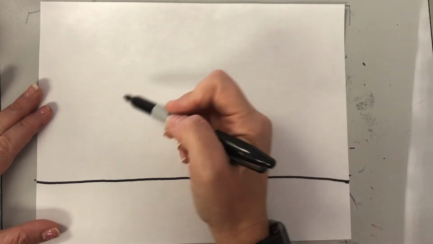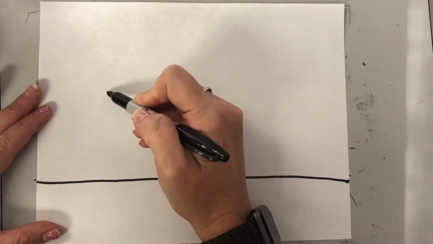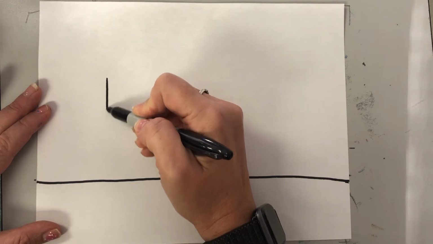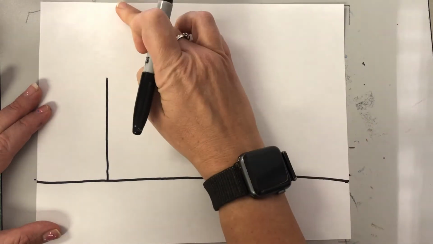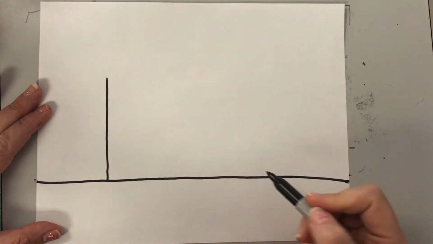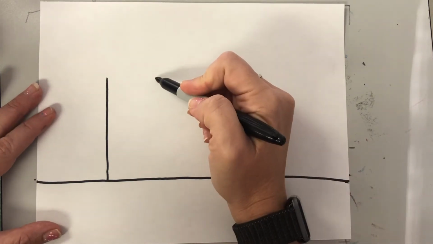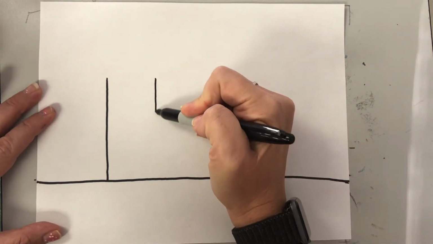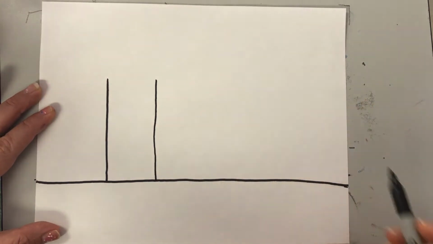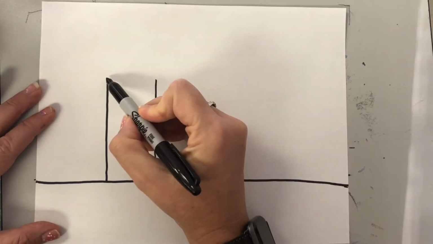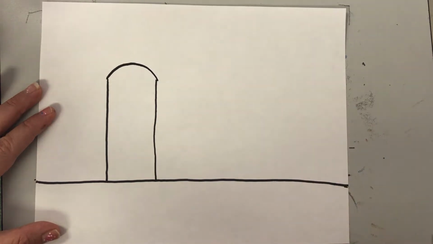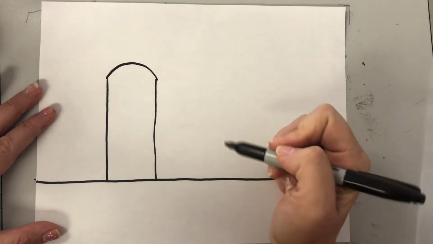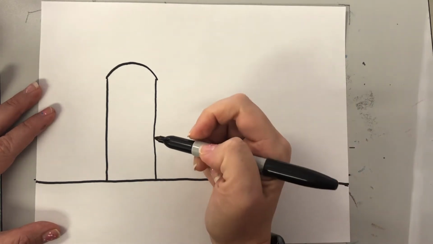We're going to draw a vertical line going straight up, maybe to about the middle of our paper. You want to make it kind of tall, not all the way up to the top, but close. Do another line next to it. These are lines that are side by side. Now, I can do a curved line for the top. We've got a nice curved line, and now here's one of our buildings.